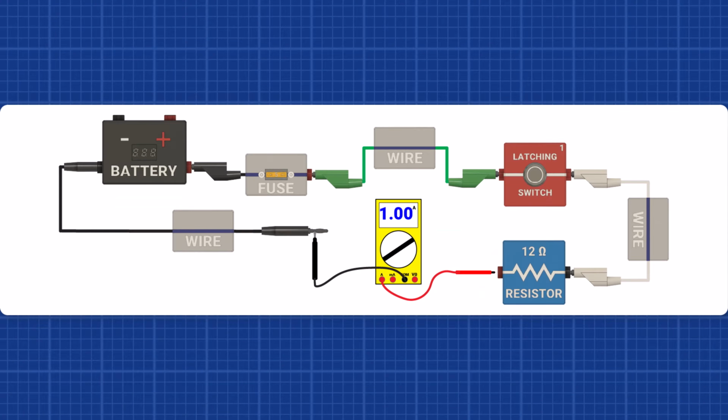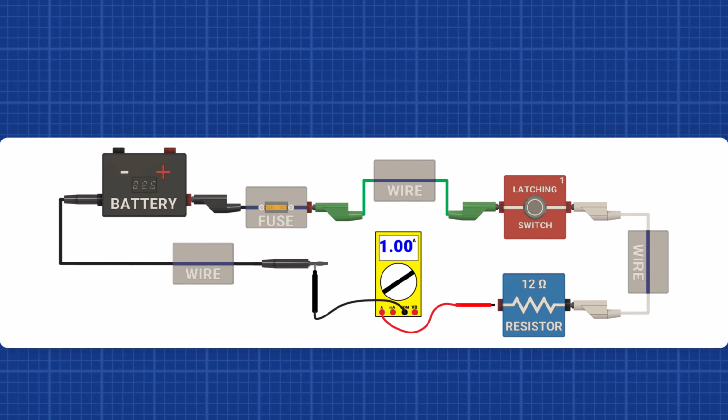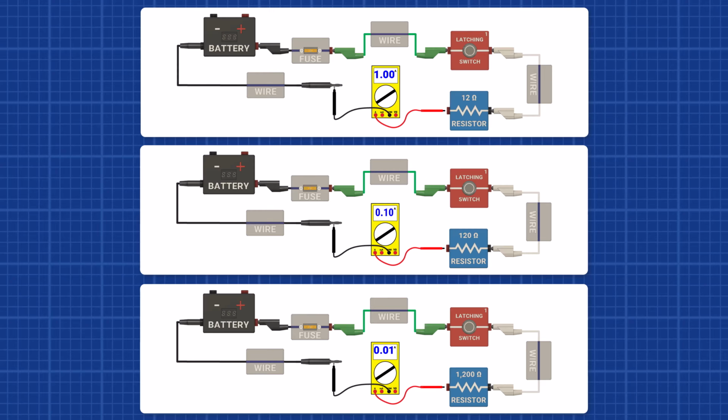In this demonstration, we'll replace the LED with a fixed resistor to observe how changing resistance affects current flow. Using Ohm's law, we can calculate the current for each resistor value while keeping the voltage constant. However, we'll also compare these theoretical values to actual measurements to highlight real-world factors. We'll test three resistor values: 12 ohms, 120 ohms, and 1200 ohms. By increasing resistance, we'll see how current decreases in the circuit.